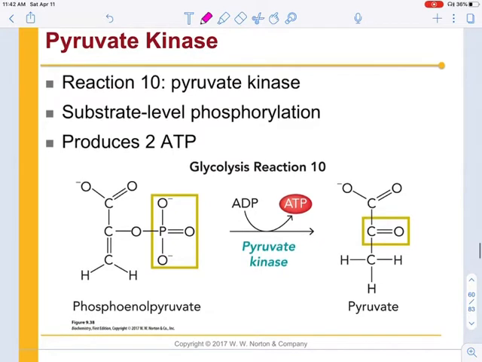Pyruvate kinase is the last one. This is again substrate level phosphorylation. You form your ATP out of here, and we're going to take the phosphate from phosphoenolpyruvate, remove it. You're going to be left with pyruvate and the 2 molecules of ATP that are formed from the 2 glyceraldehyde 3-phosphates that we started with.